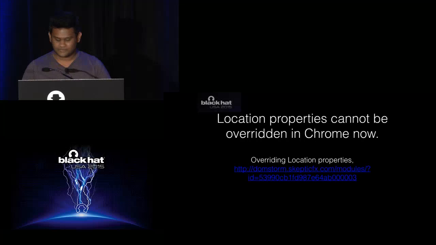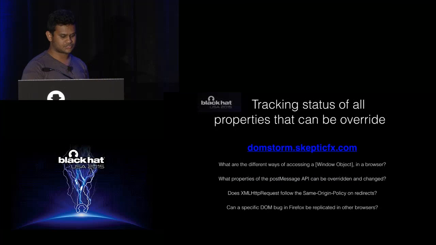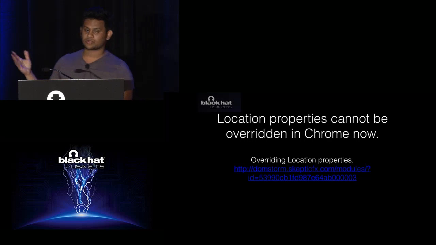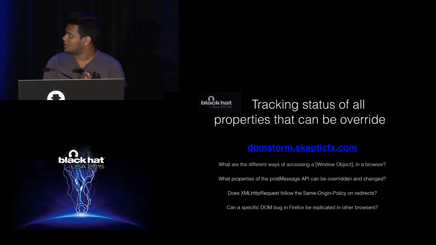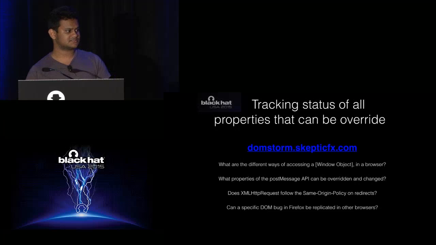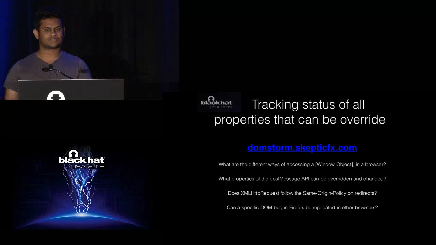So I use a tool called DOMStorm, which I've written. This link basically gives you all the location properties which can be overridden in Chrome right now and in various different browsers. So the tool I'm talking about is DOMStorm. It is a database of all of the interesting questions that you can ask a browser and track them across different versions of different browsers.